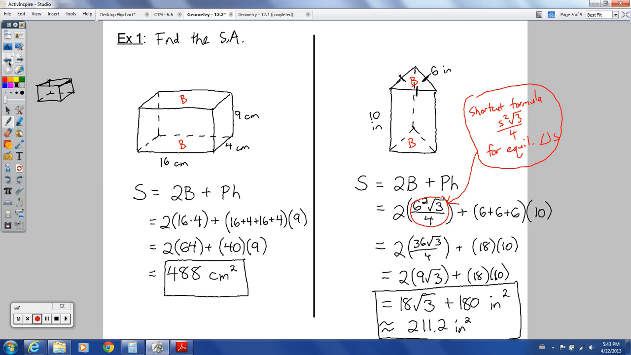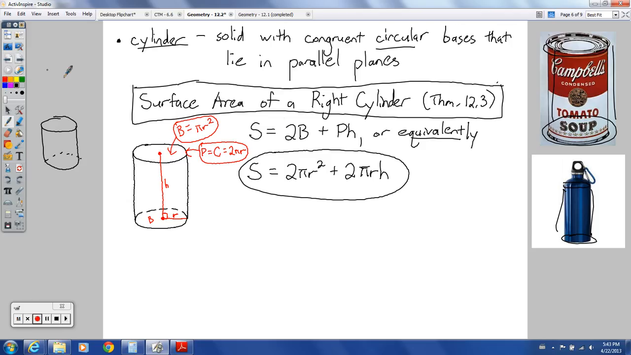On prisms, the same idea holds. For prisms, it's 2B plus Ph. For cylinders, same thing. It's 2B plus Ph, but the B is pi r squared. It's the same thing as the area of a circle. P is the circumference, pi r, 2 pi r.